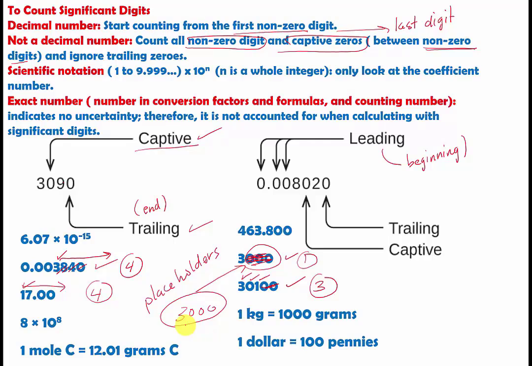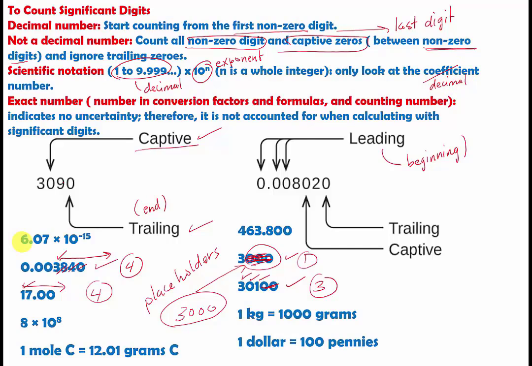Another type of number that we have is called scientific notation. In scientific notation, we have the decimal part, and we also have the exponent part. When you look at scientific notation, you are going to look at the decimal part only. Sometimes they call it the coefficient. So I'm going to cross this out and put the word decimal there.